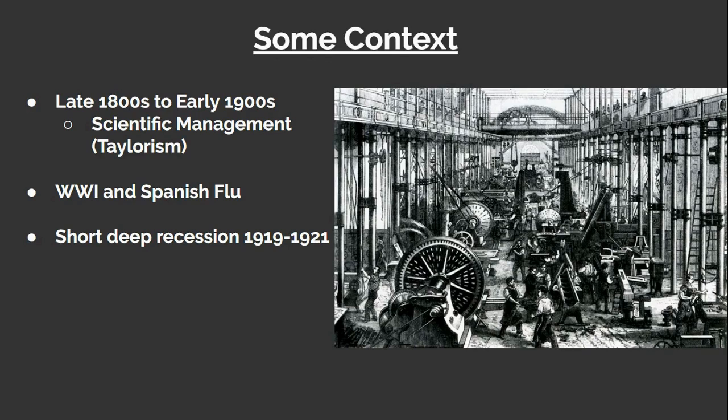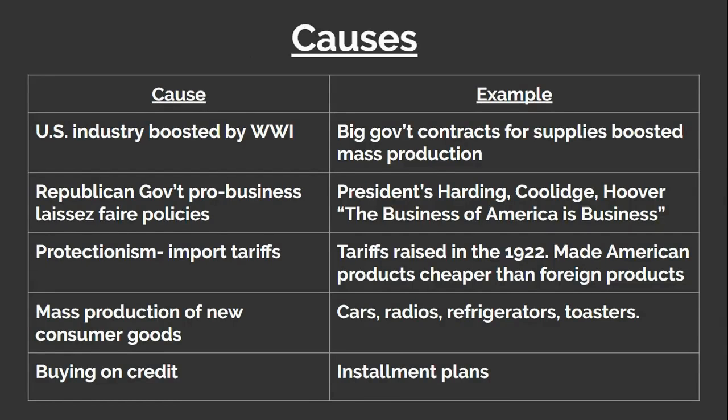joined the Great War in 1917. In 1918, the Spanish flu, a global pandemic, broke out and spread like wildfire across the world. The end of the war and the Spanish flu helped to sink the U.S. into a deep but luckily short recession from 1919 to 1921. After the short recession, the U.S. economy would boom. Let's take a look at those causes now.